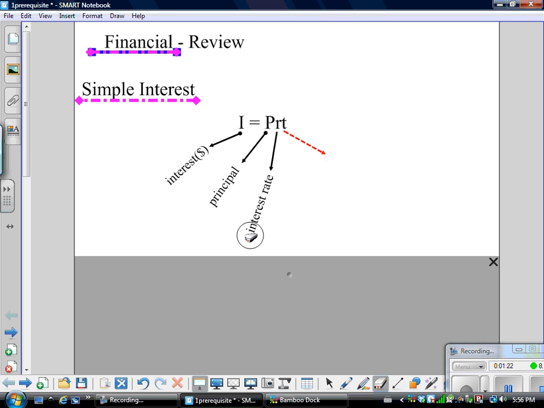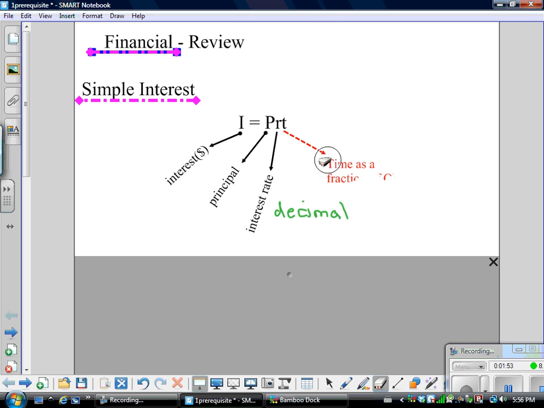R is the interest rate, and it is as a decimal, so make sure that you give it as a decimal. And to do that, you either move the decimal place over to the left 2 places, or you can divide by 100. Either way will give it to you. And the last variable in the formula is t. Now, the reason t has a red line is because if there's anything that's going to give you difficulty with this formula, it's going to be the t.